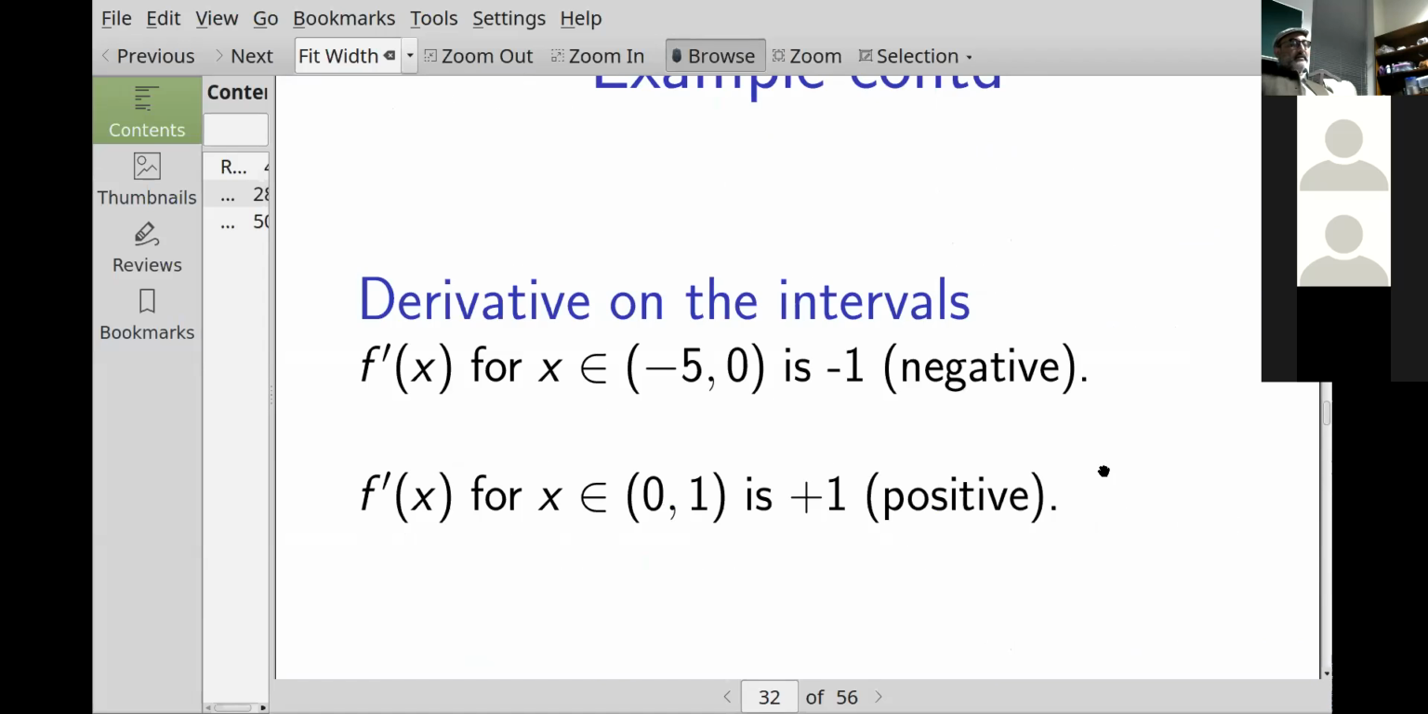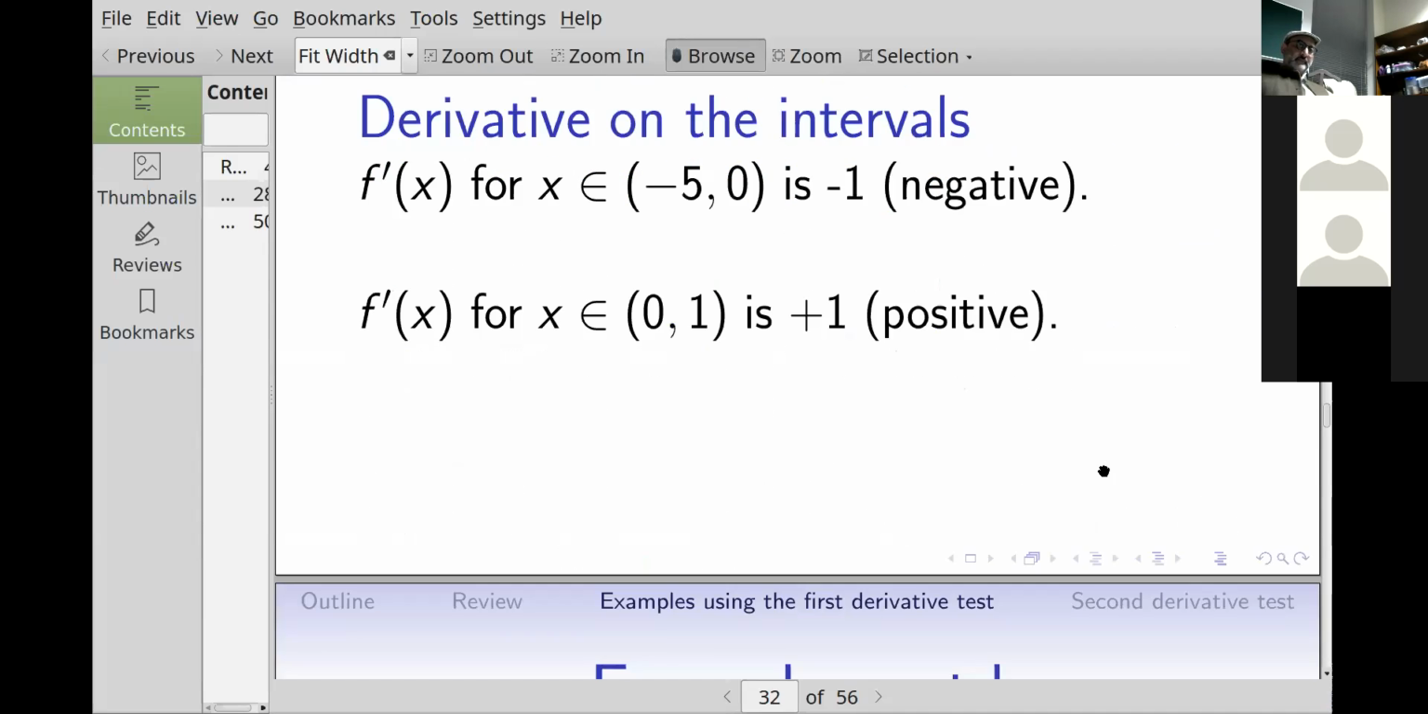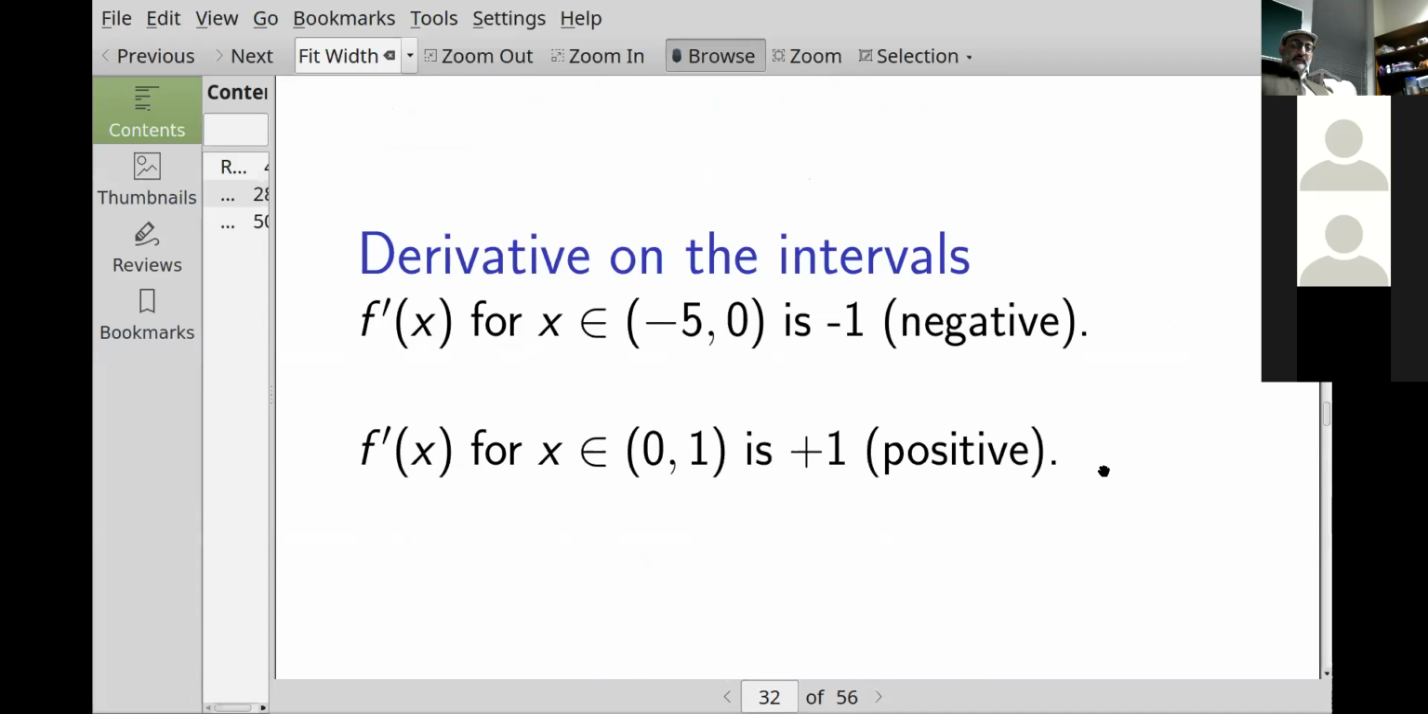Well, on the left side, the function is f of x equals -x, right? F of x equals -x. And on the right side it's positive x.